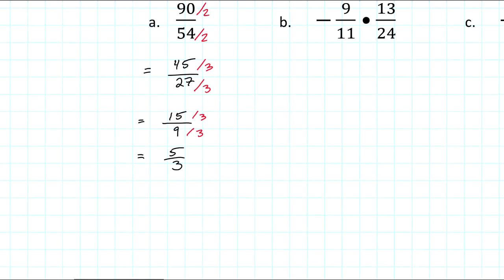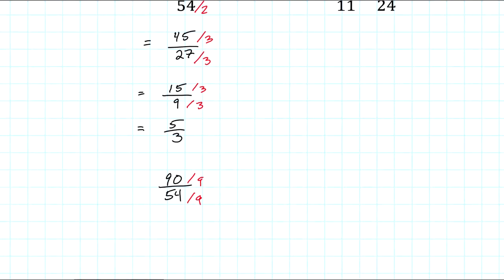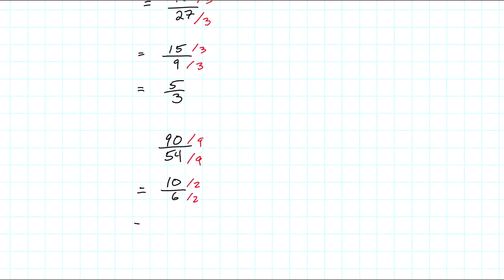Let's do this one more time. 90 over 54. We might notice that 9 goes into both of these. 9 goes into 54 6 times, and I think it's pretty straightforward to see that 9 goes into 90. Divide the top and bottom by 9, and that'll speed this up a little bit. This will give us 10 over 6, and then we still need to divide both the top and bottom by 2, and we would then get our 5/3.